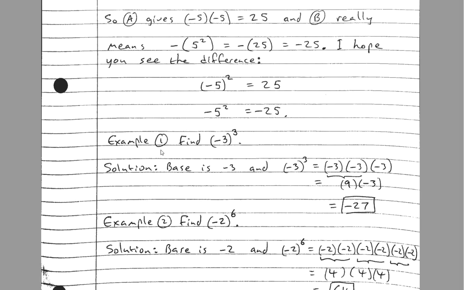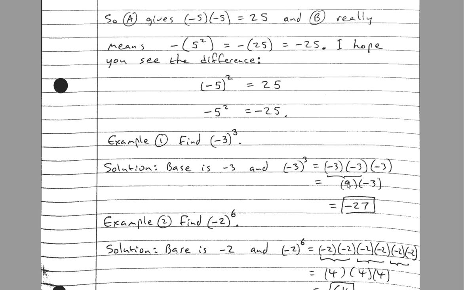Okay, another one of those. Example 1, (-3) cubed, so -3 to the 3rd power. Just check. Yeah, we have parentheses, so that's telling us that the base is the whole thing, -3. So this does mean -3 times -3 times -3.